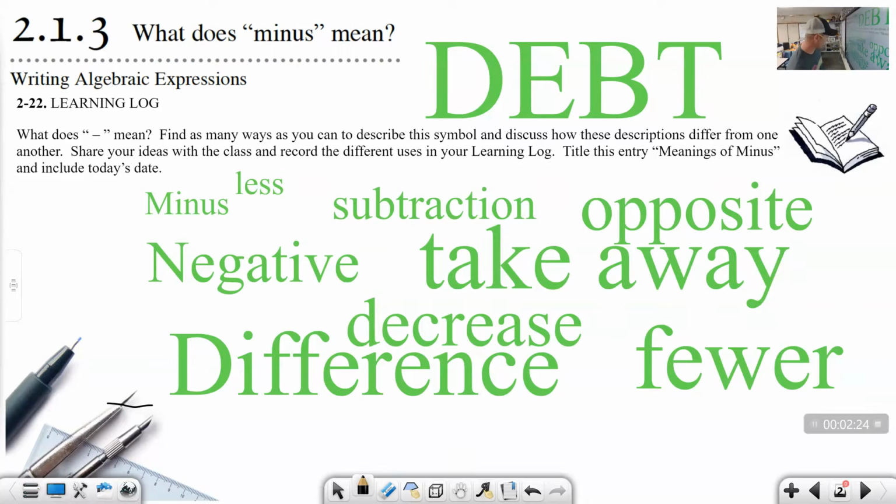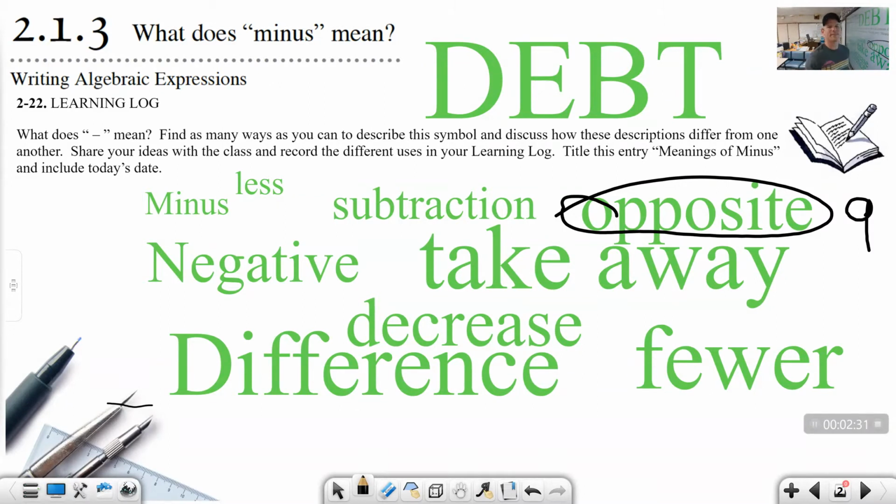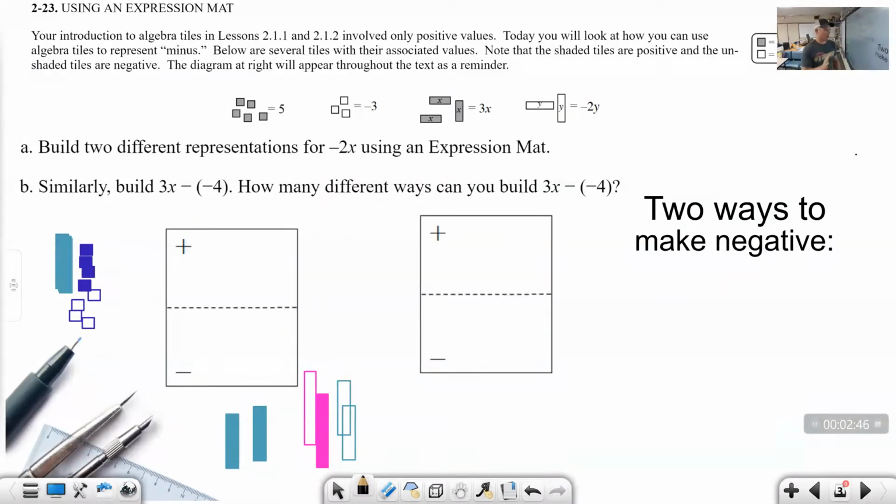Let's see, any that I missed? Oh yes, opposite. The word opposite, if you wrote the number 9, what is the opposite of 9? And you would respond with negative 9. This is opposite. So if you haven't written any of these words down, it might be a good thing to do that now. Okay? So here's the real meat of today's lesson.